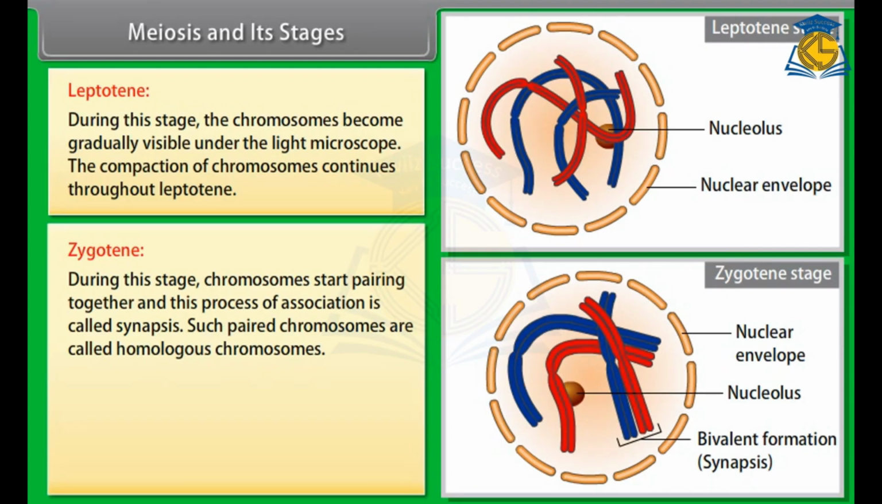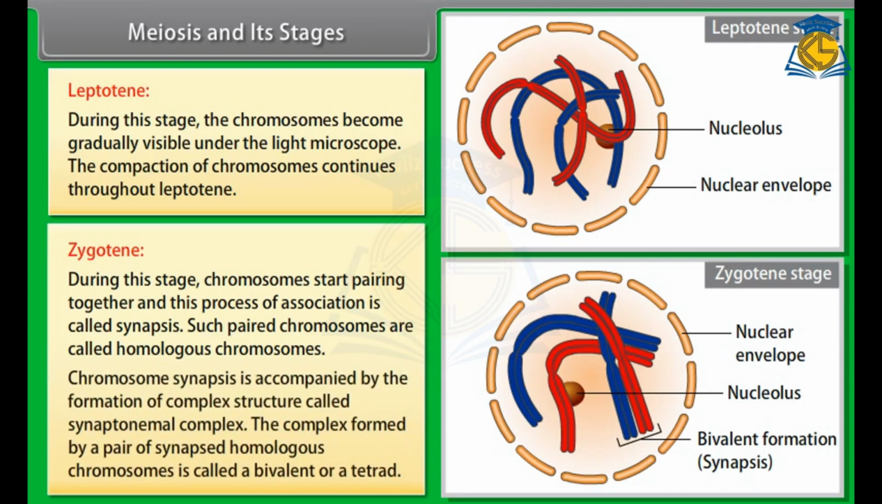Electron micrographs of this stage indicate that chromosome synapsis is accompanied by the formation of a complex structure called the synaptonemal complex. The complex formed by a pair of synapsed homologous chromosomes is called a bivalent or a tetrad. However, these are more clearly visible at the next stage.